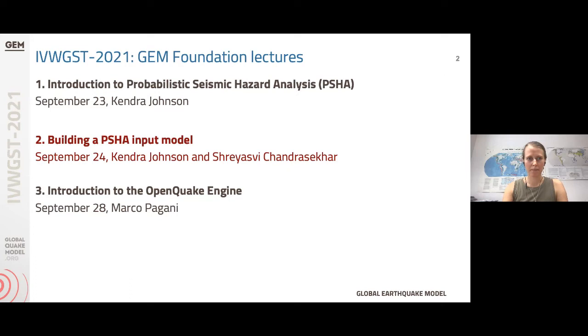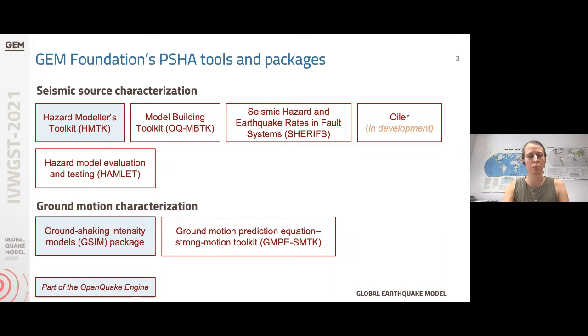So I'd like to start by pointing to a number of the tools and packages that the GEM Foundation develops and maintains that are useful in this field of building PSHA models. Listed here, I have them categorized by the seismic source characterization versus the ground motion characterization. And I want to especially draw your attention to the first two listed, the Hazard Modelers Toolkit and the Model Building Toolkit, as well as the Ground Motion Prediction Equation Strong Motion Toolkit. The others are a bit more advanced, but for those of you starting out in hazard modeling, these initial ones you may be more interested in.